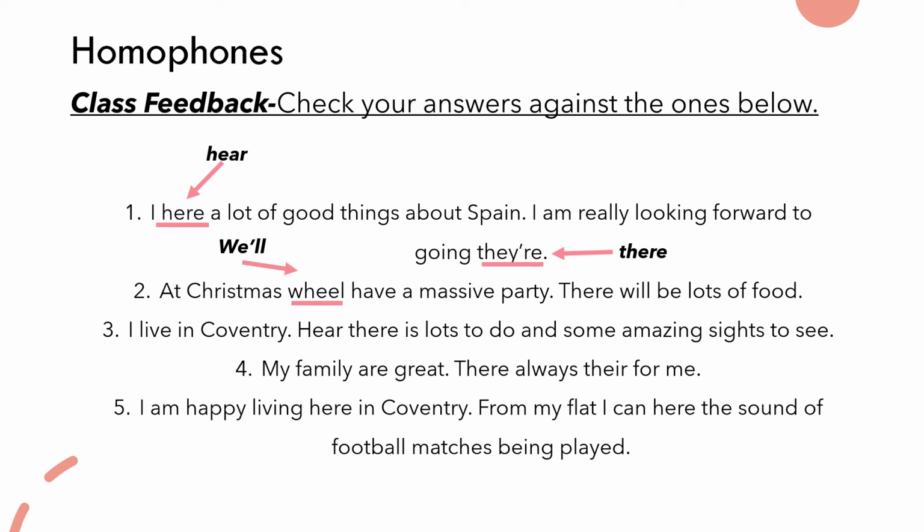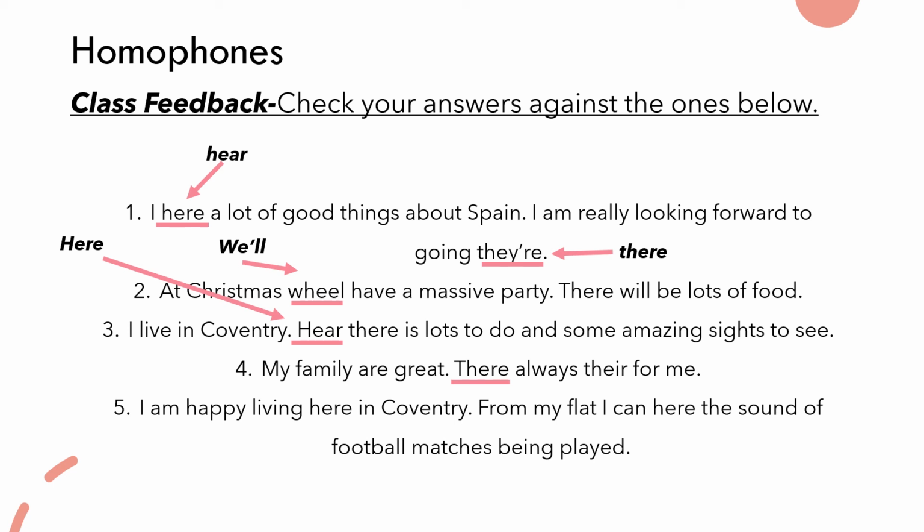Number 3, I live in Coventry. Here there is lots to do and some amazing sights to see. So the first one is here. Again, this is the here that we use when we refer to sound. So that of course is wrong. And we need to change it to the word here as in H-E-R-E. The next one doesn't actually come into this sentence because the rest of the sentence for number 3 is absolutely fine. So we have to move on to number 4.